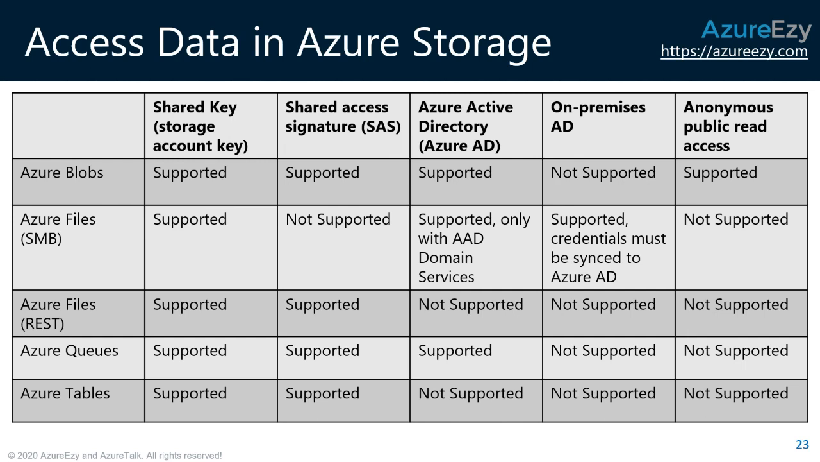Then there is one option for anonymous access as well, and that is anonymous public access. When we say anonymous public access, it means I can give access to anyone across the globe, and that person or application will be authorized to access that. This anonymous public access is supported only in case of the Azure blob service.